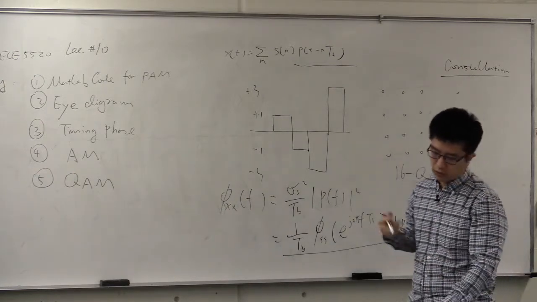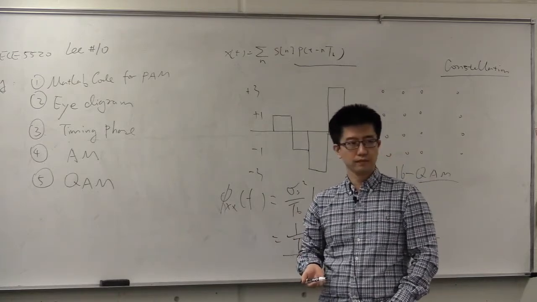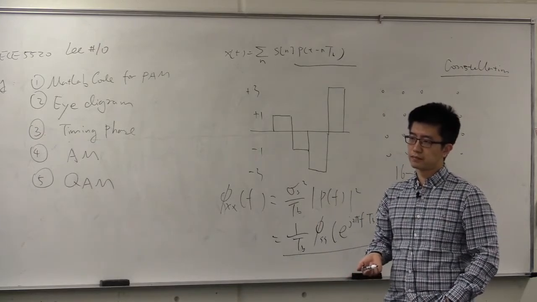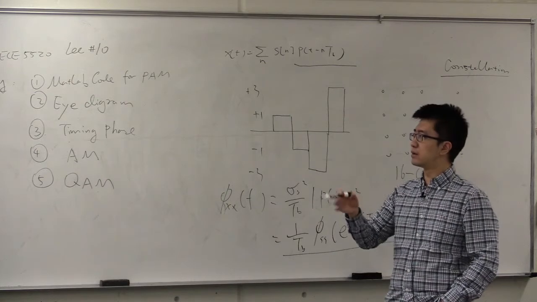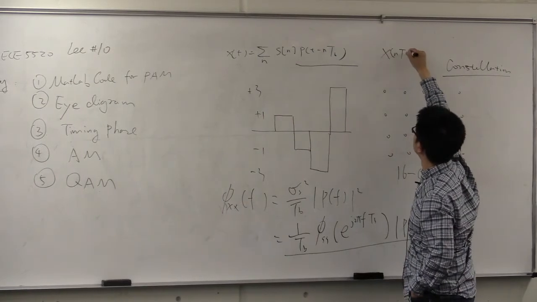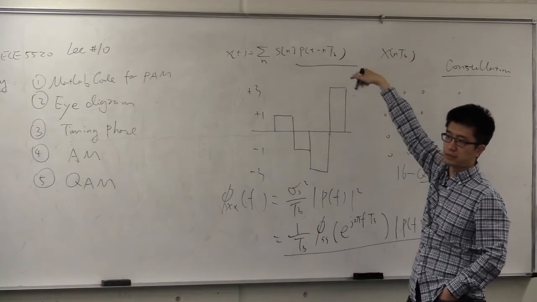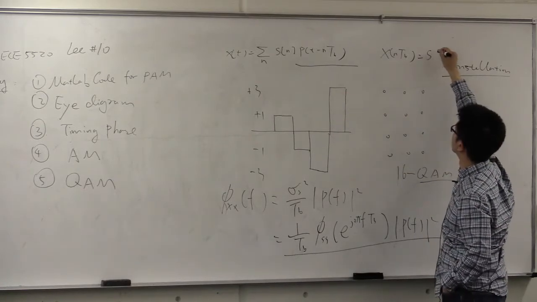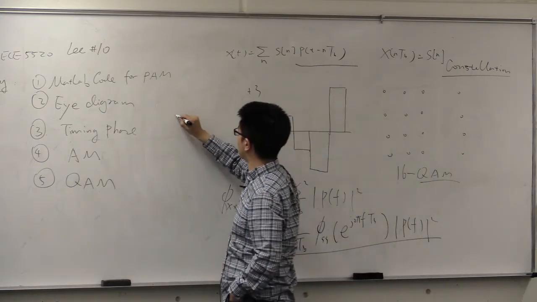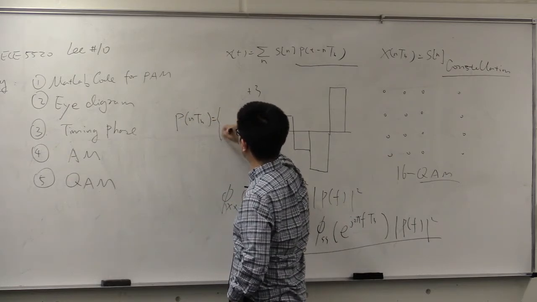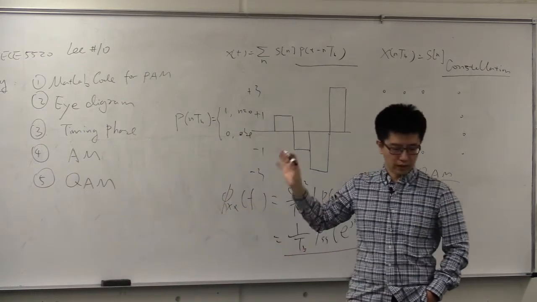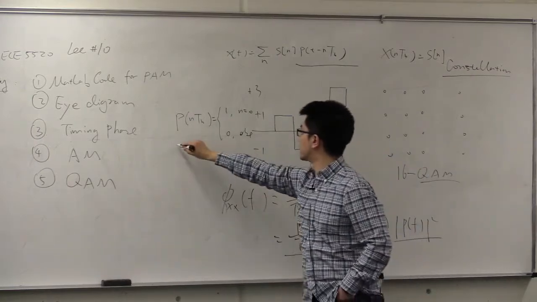In order to get rid of those, what are the conditions? Still remembered? Let's look at the signal in the time domain. What do we want? Basically, we want x(nTb), so we do the sampling at integers of Tb. Tb is the duration of a symbol. That should be equal to s_n. That is what we want. And in order to achieve it, we have a condition that p(nTb) should be 1 when n is 0, otherwise 0. From here, this is basically a delta function.